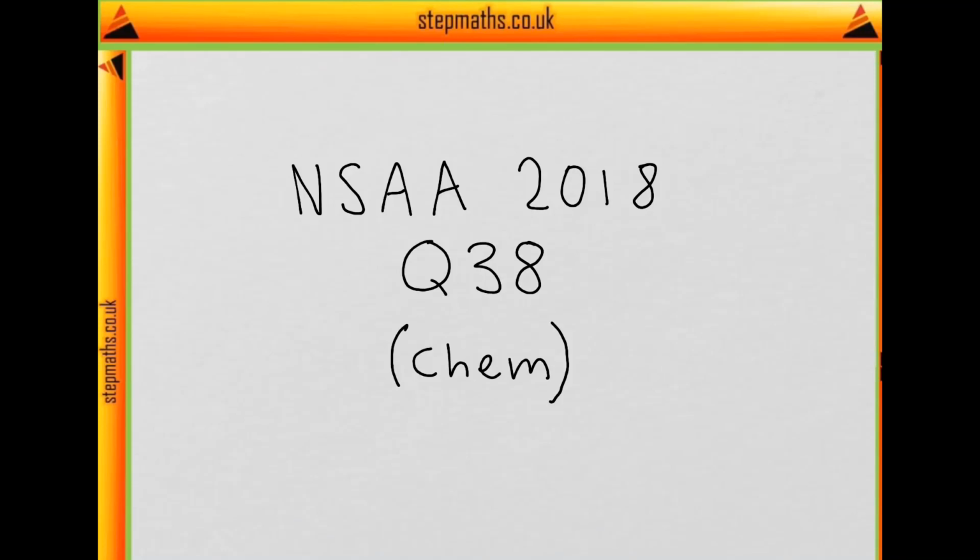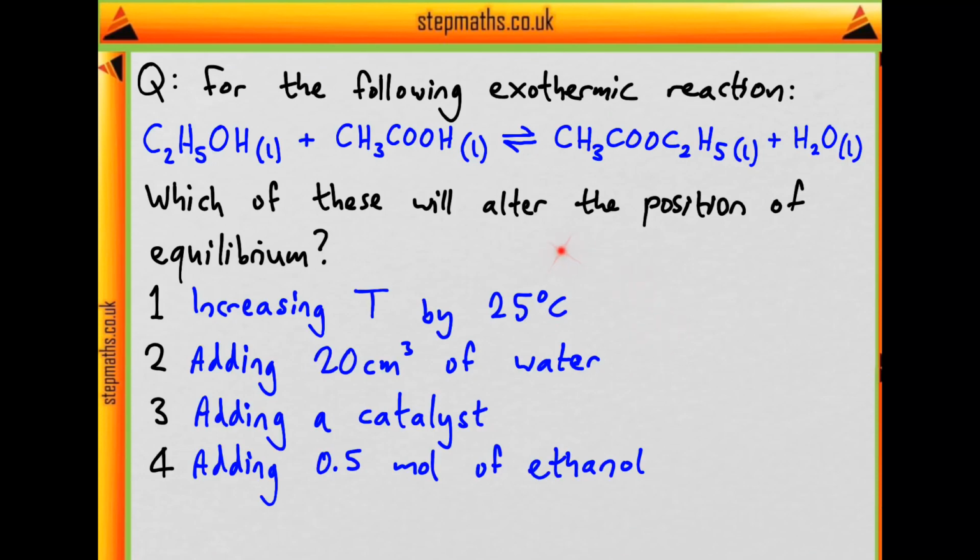This is question 38 on chemistry from the 2018 NSAA. So we're asked, for this following exothermic reaction, where we've got ethanol and ethanoic acid forming this ester and water, which of these changes will alter the position of the equilibrium? So we have increasing temperature by 25 degrees C, adding 20 centimeters cubed of water, adding a catalyst, and adding 0.5 moles of ethanol.